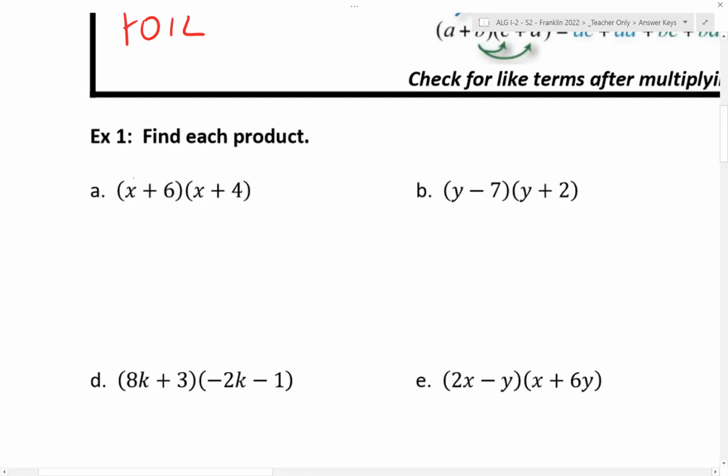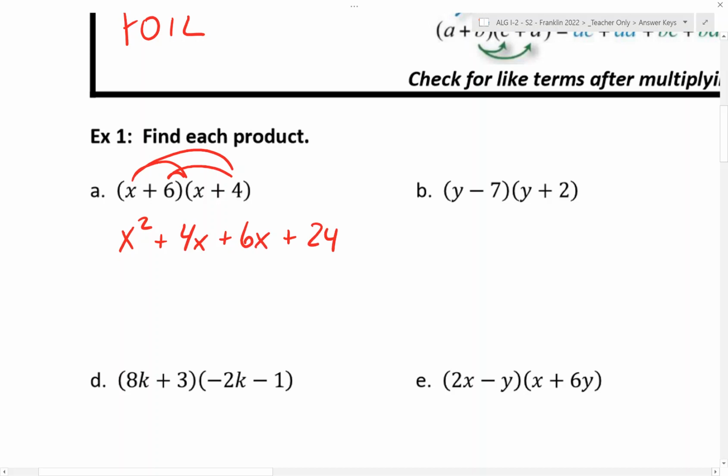First we have x times x, that's x squared. X times 4, that's a positive, so plus 4x. 6 times x, that's a positive, or plus 6x. And then 6 times 4, and that's 24. So multiply each term in the first by each term in the second.